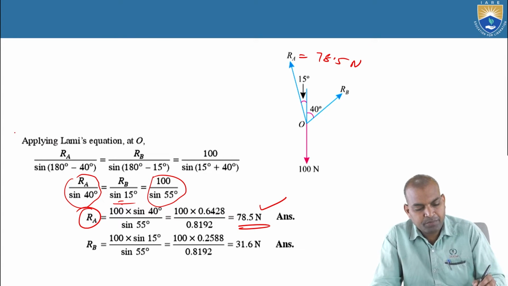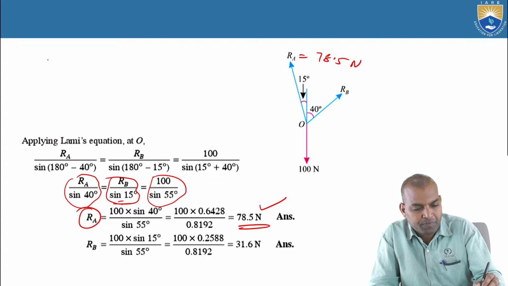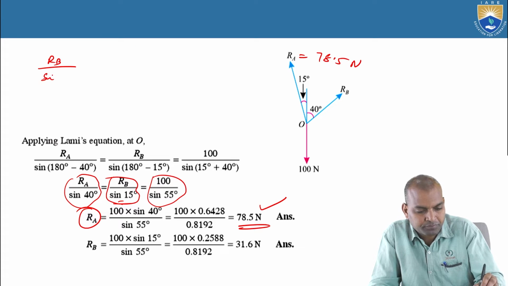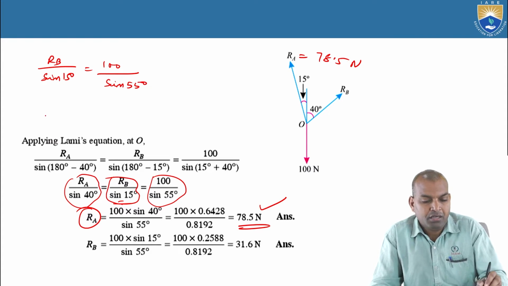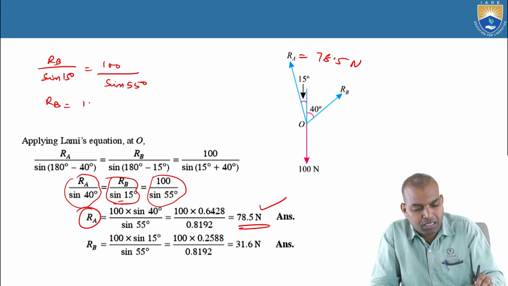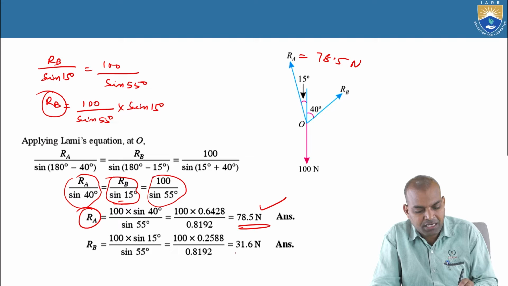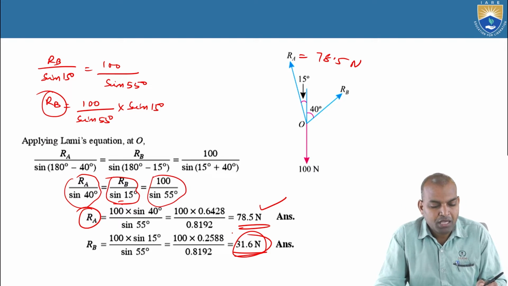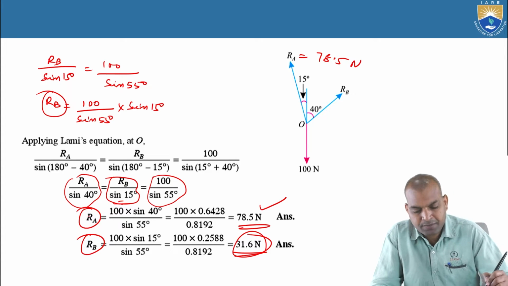RB is found by equating again: RB by sine 15 degrees equals 100 by sine 55 degrees. From that, RB equals 100 by sine 55 times sine 15 degrees. Now, what is RB? RB is calculated as 31.6 newtons. RB is 31.6 newtons, RA is 78.5 newtons.